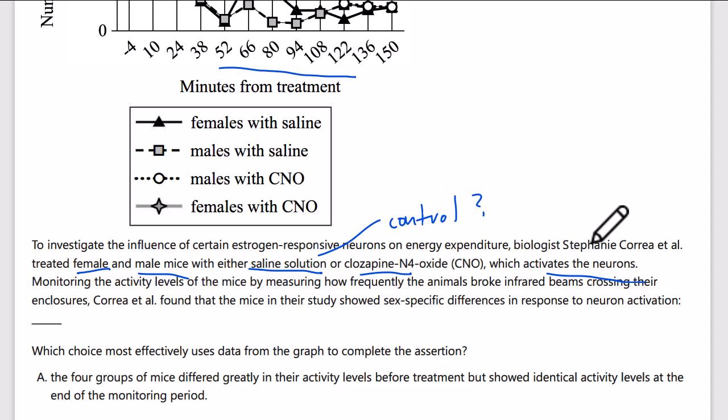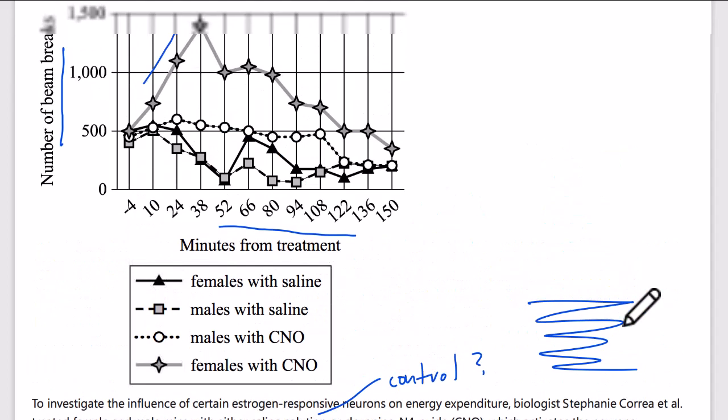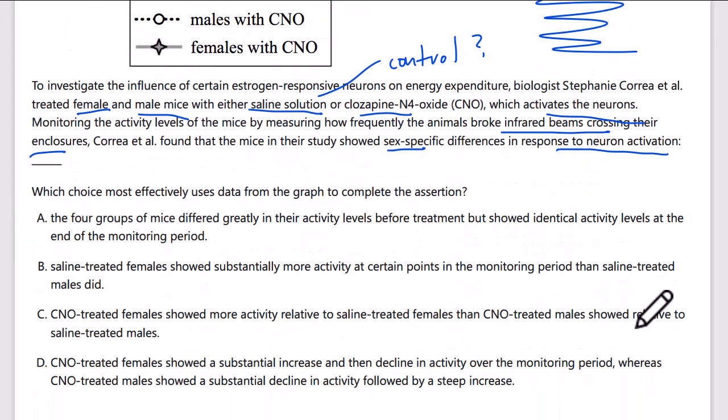Monitoring the activity levels of the mice by measuring how frequently the animals broke infrared beams crossing their enclosures. So they're running back and forth. That's the idea, going back and forth. That means high energy. Found the mice in their study showed sex-specific differences in response to neuron activation. Okay, so what do we see? We see the females within 30 minutes, they show a huge jump with this extra clozapine or CNO, whatever we call it.